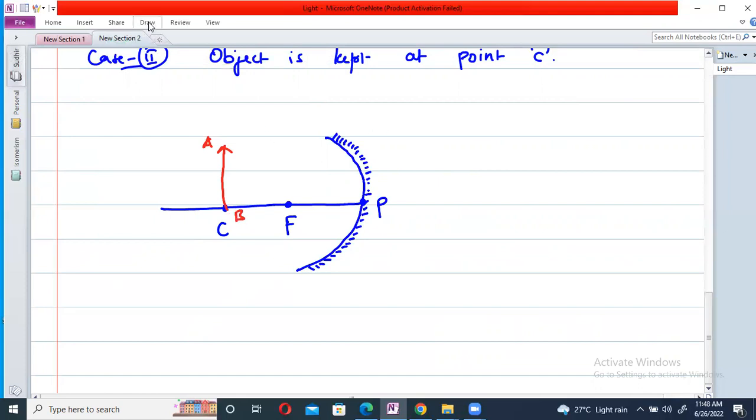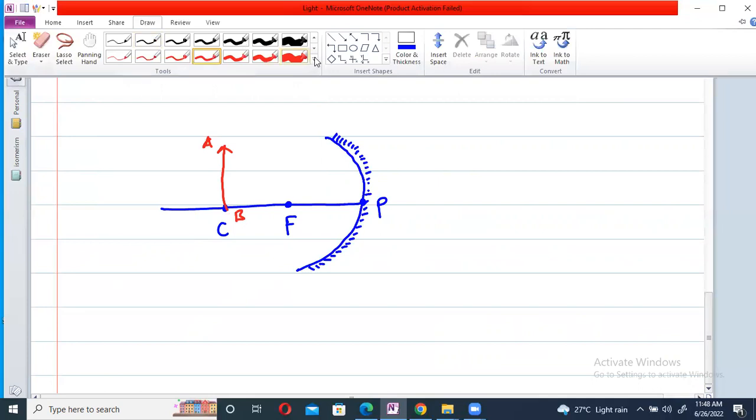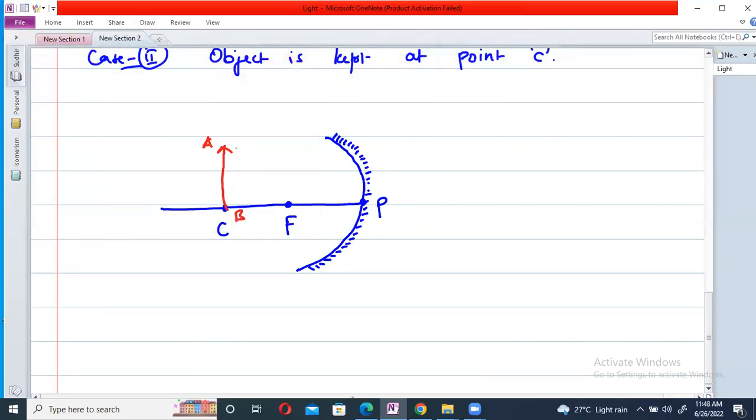Then, for the formation of any image, we have to produce two rays. Let us say one of the rays is parallel to the principal axis and incident on the concave mirror. Then the reflected ray should pass through the focus F. Here the distance is the same, 4 centimeter, and this is also 4 centimeter. Equal should be there. Whatever the distance from P to F, the same distance should come as C to F, because we kept the object at C, the center of curvature.